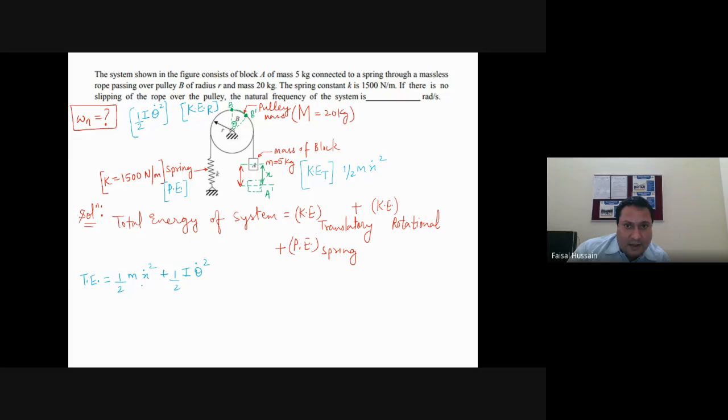See, in translatory, it is m into x dot square, that is m into v square. In rotational, mass is replaced by mass moment of inertia, and linear velocity is replaced by angular velocity. Plus, potential energy is what? Half k x square. Okay, so this is your basic equation. Now, what do we have to do?